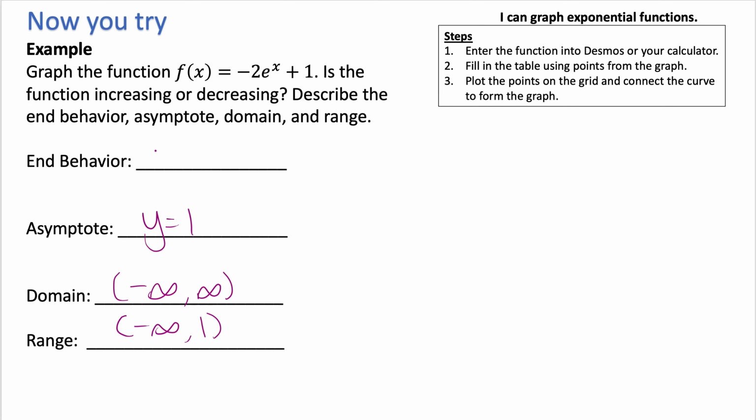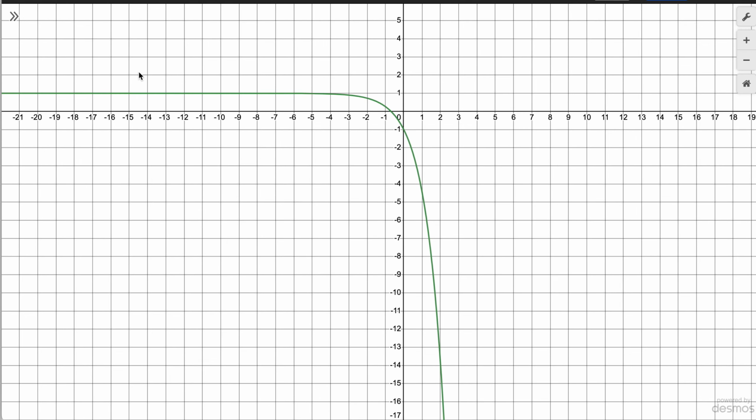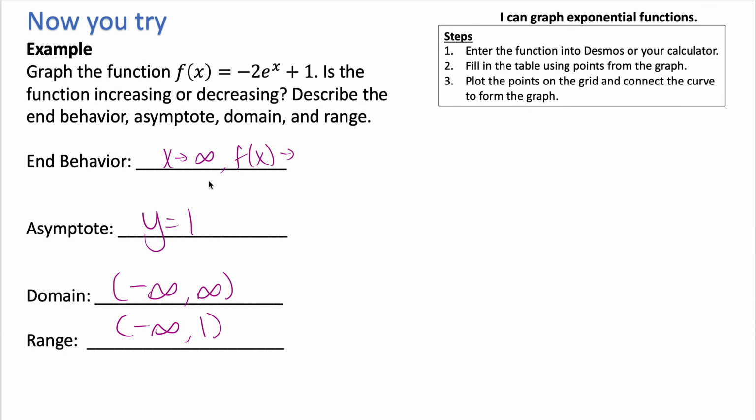So the end behavior, okay, so what happens as x approaches +infinity? f of x is going to approach what? So let's look back at our graph. So notice that x goes on forever to the right, f of x is decreasing, right? So this function is actually headed towards -infinity. So we would say as x approaches +infinity, f of x is approaching -infinity, okay?